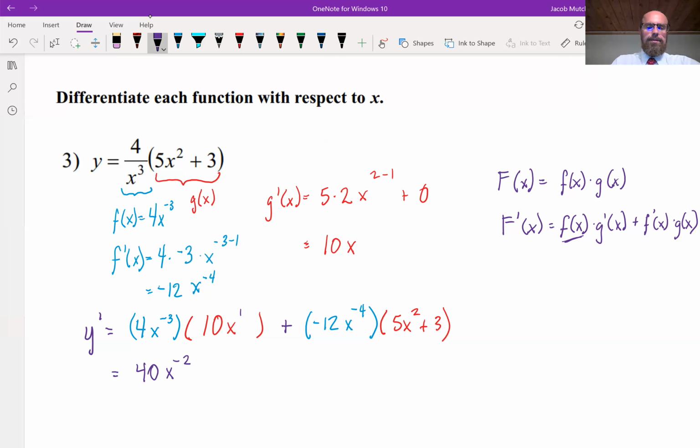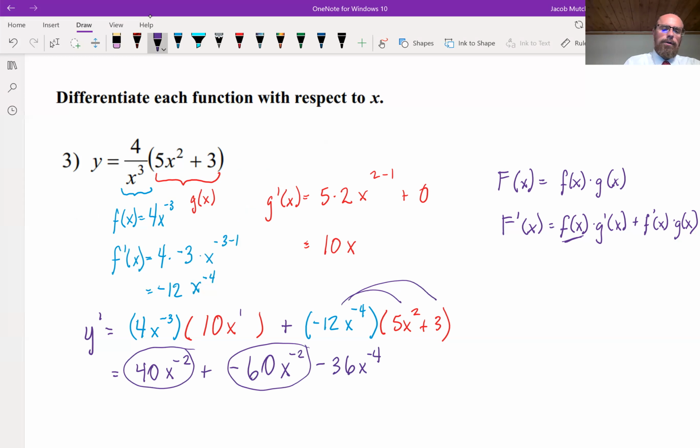Now I'm going to simplify this second product. So it's a distribution. So negative 12x to the negative 4 power times 5x squared. The coefficient is going to be negative 60. And then add those powers. Negative 4 plus 2 is negative 2. Second distribution, negative 12x to the power of negative 4 times 3. It's going to be negative 36x to the power of negative 4. And I do see that I've got like terms here.